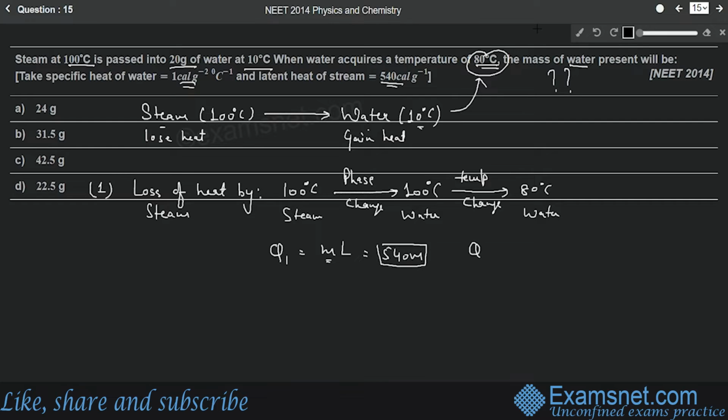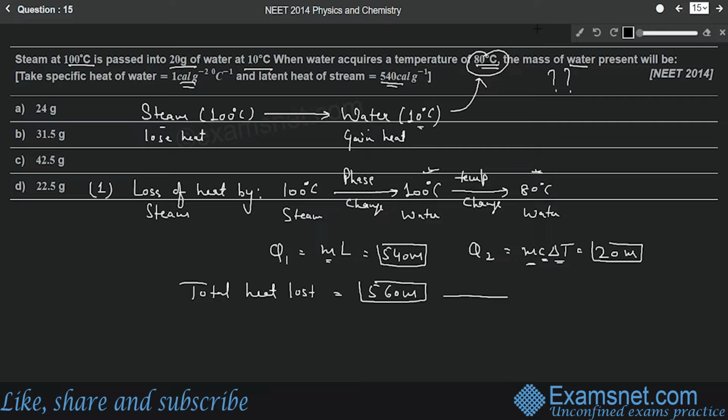Now heat loss during the temperature change, that is Q2, will be equal to MC delta T. Mass of steam is unknown, so we'll write M only. C, that is specific heat of water, is given as 1 calorie per gram per centigrade, and delta T, that is temperature change, is 20 degrees Celsius, because 100 degrees Celsius to 80 degrees Celsius, that means there is a change of 20 degrees Celsius. Okay, so this is equal to 20 M. Okay, so what will be the total heat loss? Total heat lost by the steam will be 540 M plus 20 M, that is 560 M. Okay, this is the total heat lost by the steam.